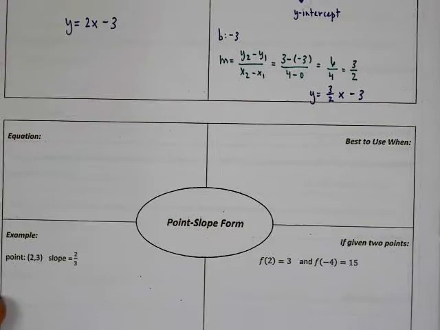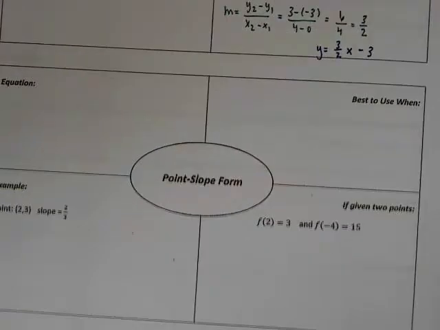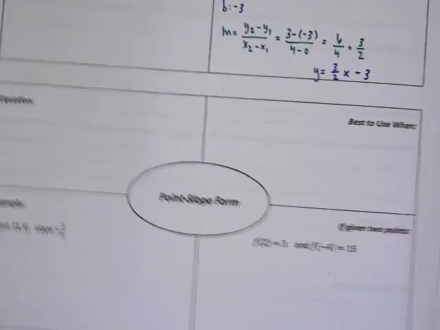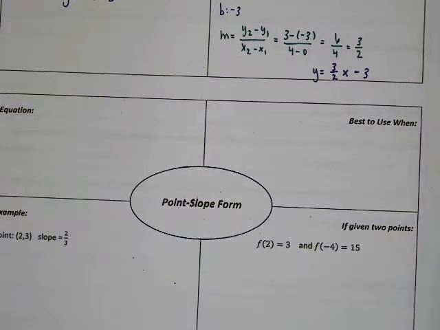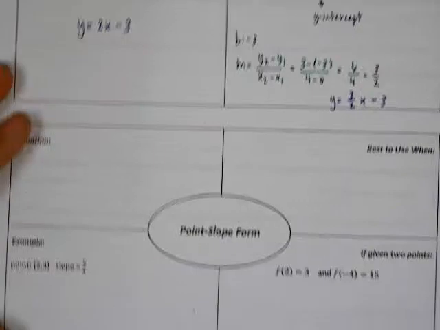Now let's talk about point-slope form, and this is our newer form we've been working with. Let's see here, I'm all crooked. Bear with me a little bit here.